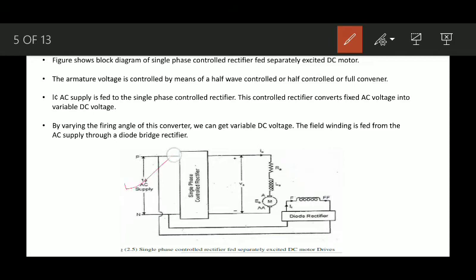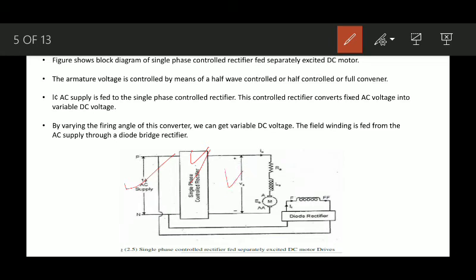Here a single phase AC supply is given to the single phase rectifier. It consists of thyristors, either a bridge rectifier or a full wave rectifier, depending on the circuit. We will get output voltage VA.